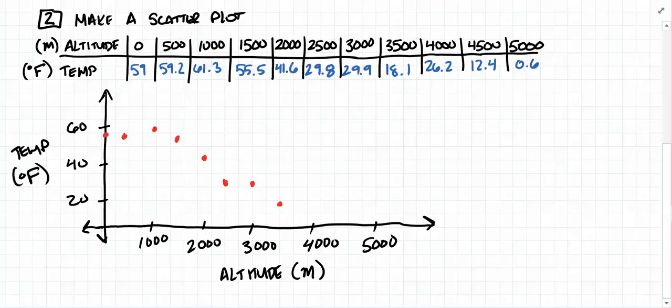At 4,000, we're back up at 26, so that'd be right about there, I suppose, if I'm in there. At 4,500, I'm at 12, so that's about here. And then at 5,000, I'm at 0.6. That's way down here. Okay, good. All right, so we've created a scatter plot.